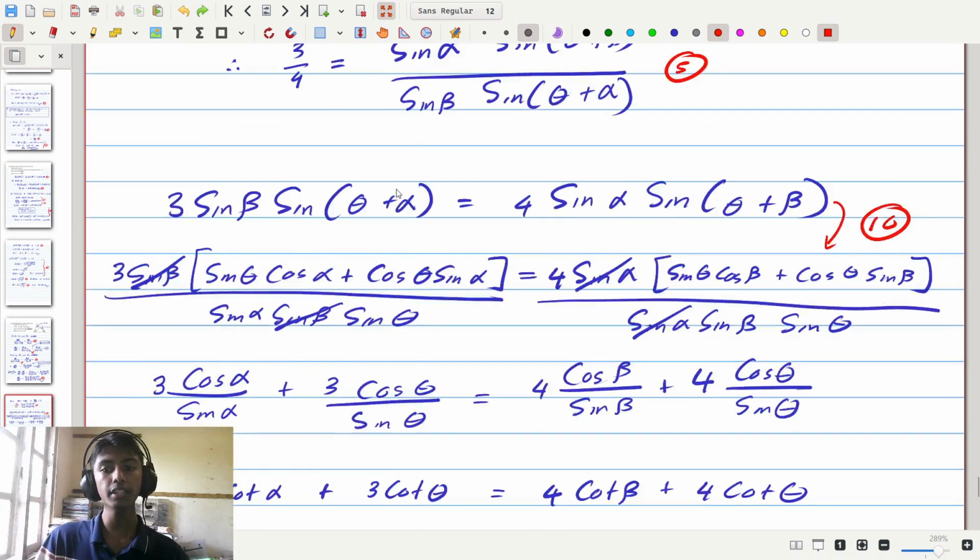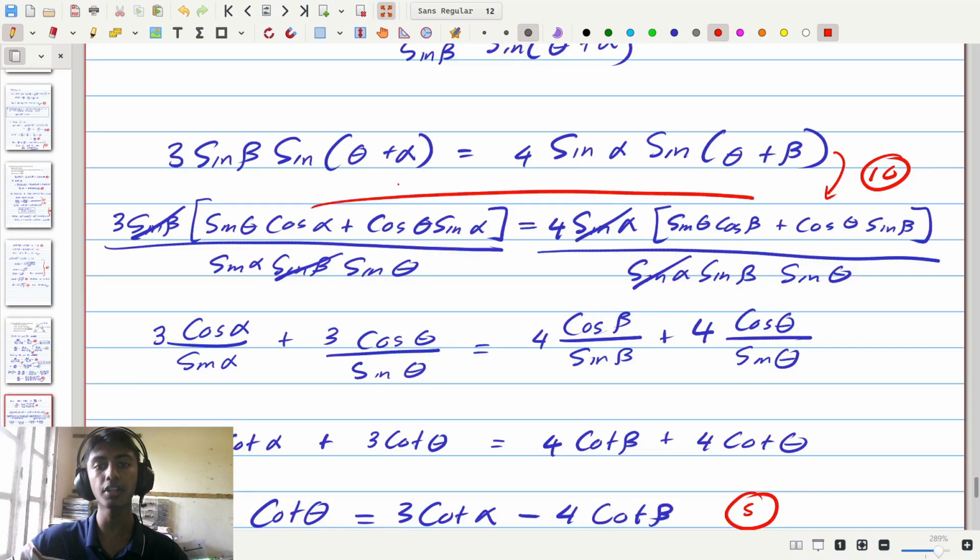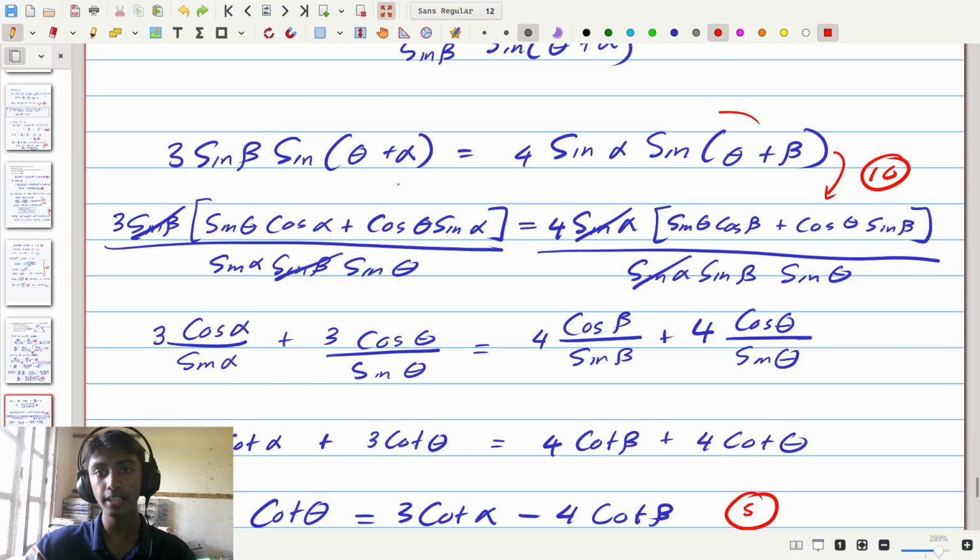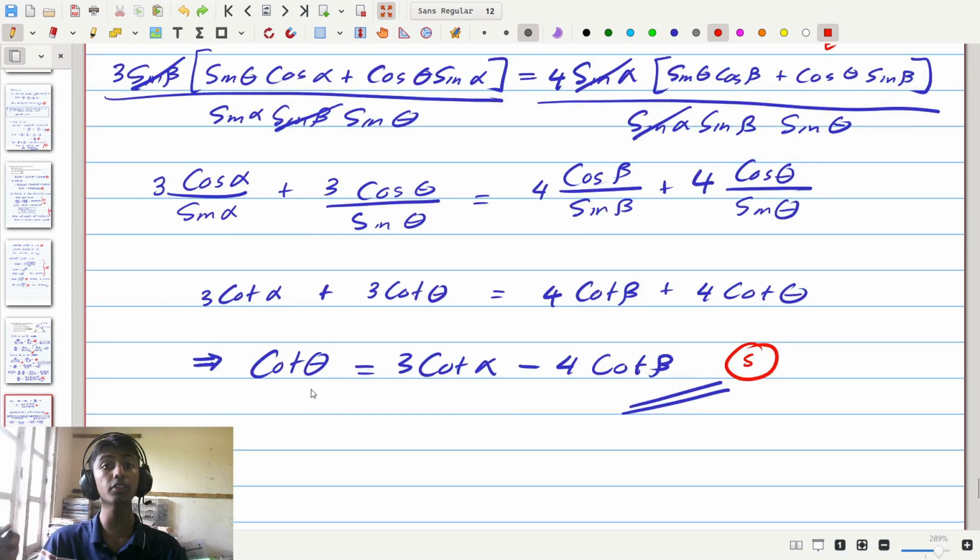When you then rearrange and simplify down and get to this expression and then substitute in sine of theta plus alpha and sine of theta plus beta into this expression here and this expression here like this, you get a total of 10 marks. When you then simplify this final expression down, divide everything by sine theta times sine beta times sine alpha and then simplify down to eventually get the final answer of cot theta equals 3 cot alpha minus 4 cot beta, you get another 5 marks. And that is going to be all for this question.